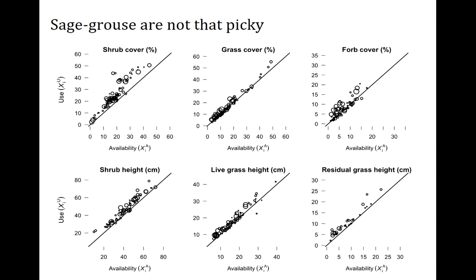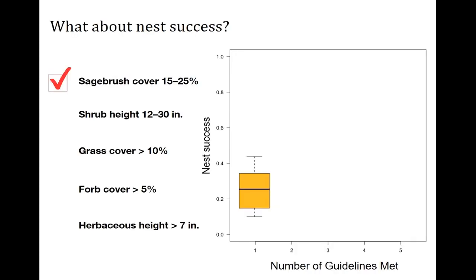So this was our first sign that maybe these guidelines aren't perfect, but this is just habitat use, and occurrence isn't everything. We want to know if there's a difference in habitat quality along some of these gradients too, because it doesn't just matter where they are, it matters how they're doing. So that's where those estimates of nest success came in.